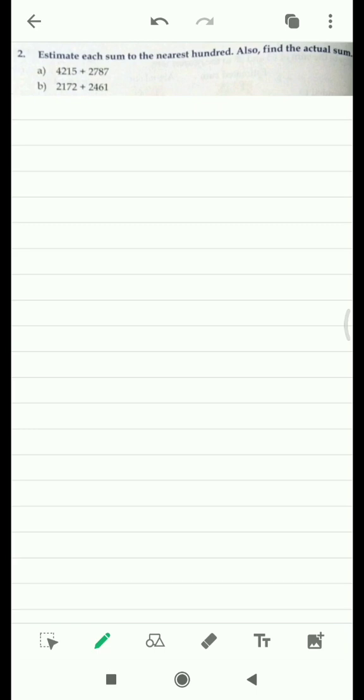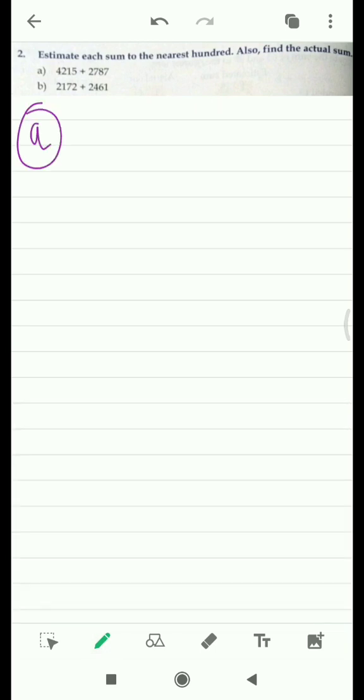Estimate each sum to the nearest 100. Also find the actual sum. You have to estimate the sum to the nearest 100, and also you have to find the actual sum, same as we did in the first question. The only difference here is to round up to the nearest 100. So let's get started.